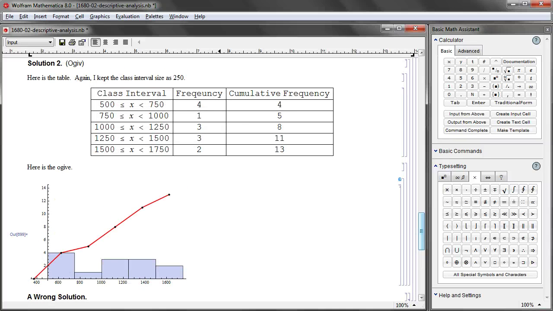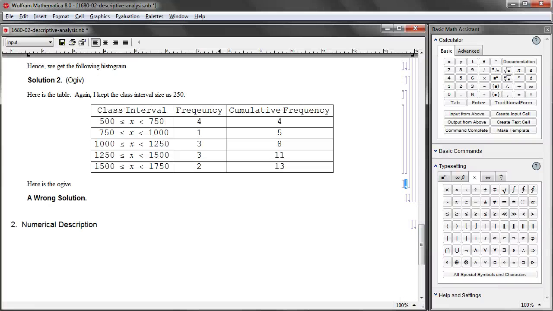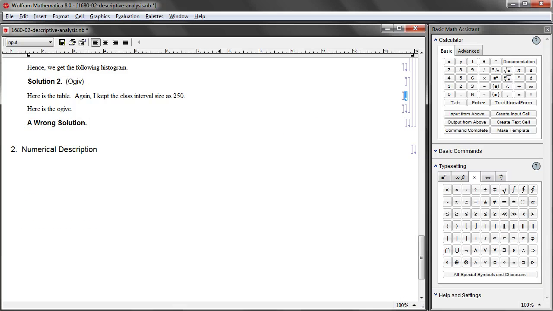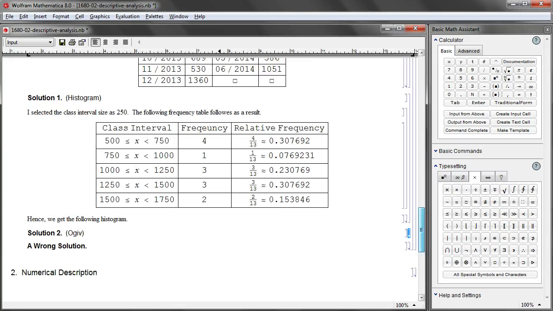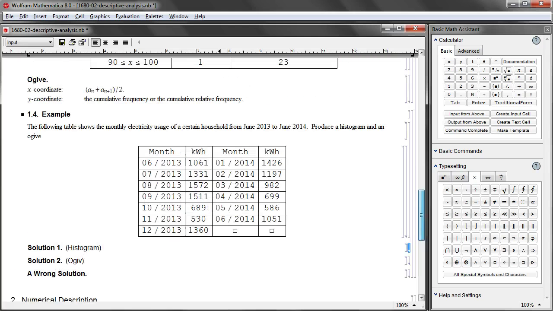And here's an OGIF, starting from 0 and all the way up to the total of 13, because there are 13 months. And please note that we have to have an increasing graph. The graph always goes up because we're talking about accumulation, cumulative frequency. Adding up a bunch of positive numbers, we have to have increasing. Okay, so much for OGIF.